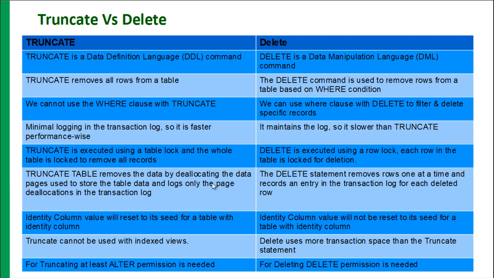Truncate removes data by deallocating the data pages used to store the table data and logs the page deallocations in the transaction log. The delete statement removes rows one at a time and makes an entry in the transaction log. If there is an identity column in the table, truncate will reset the value to its seed, whereas with delete that doesn't happen. Truncate cannot be used with indexed views, whereas delete can be used. For truncating, at least alter permission is needed. For deleting, delete permission is needed.